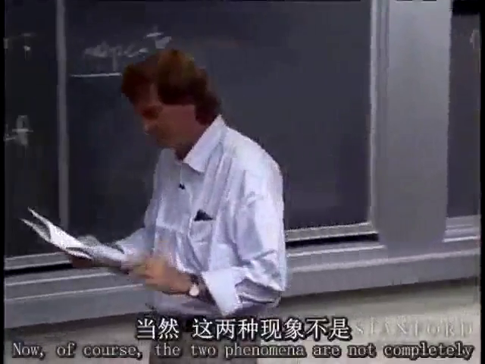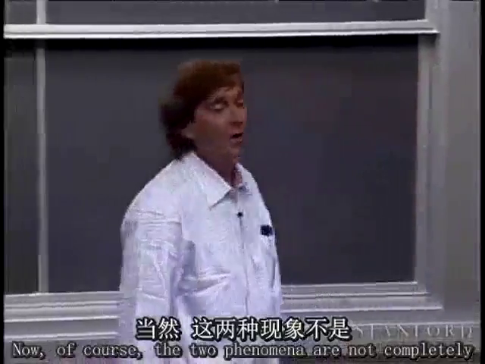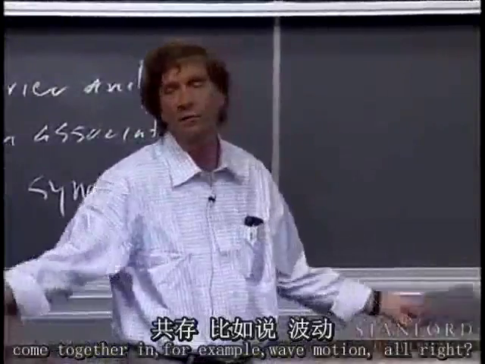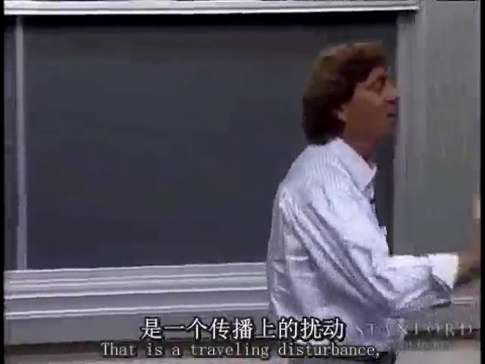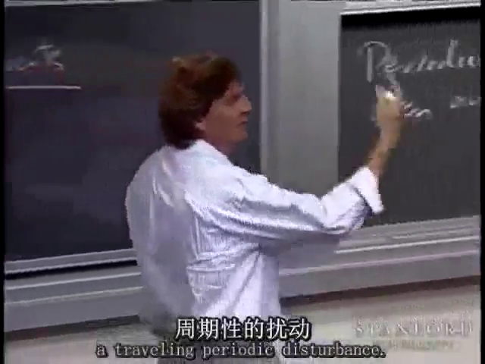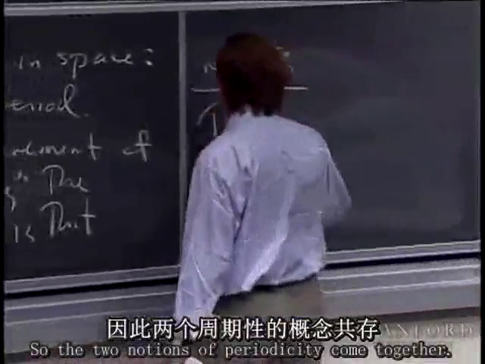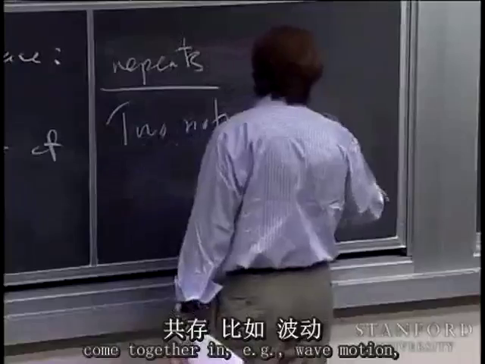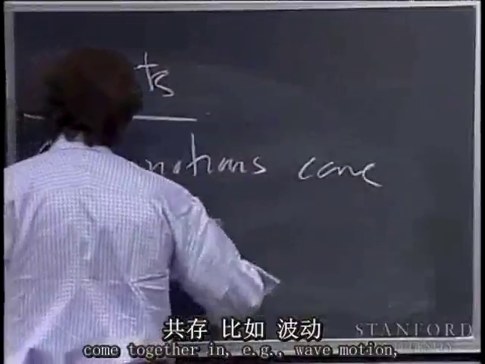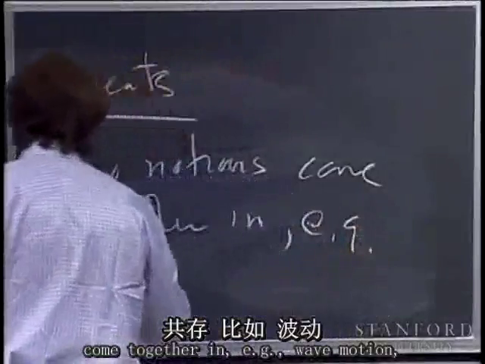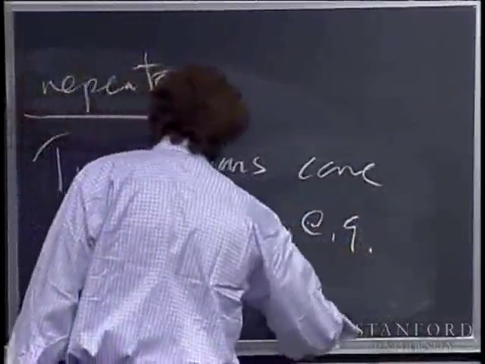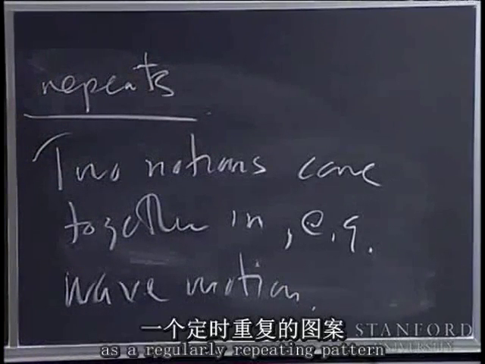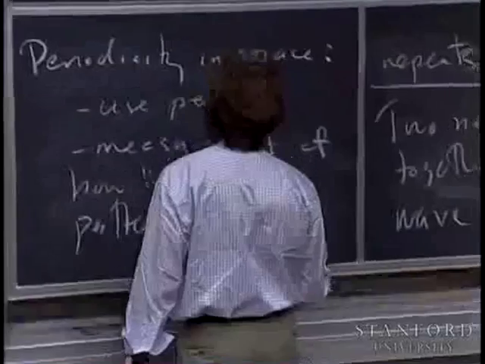Now, of course, the two phenomena are not always completely separate. They come together. Periodicity in time and periodicity in space come together in, for example, wave motion. That is a traveling periodic disturbance. So the two notions of periodicity come together in wave motion, understood very generally as a regularly repeating pattern that changes in time, that moves.